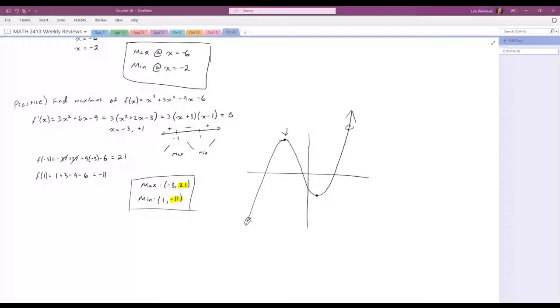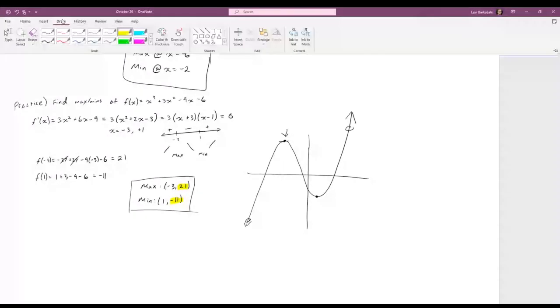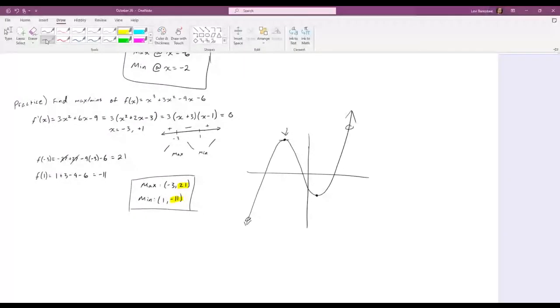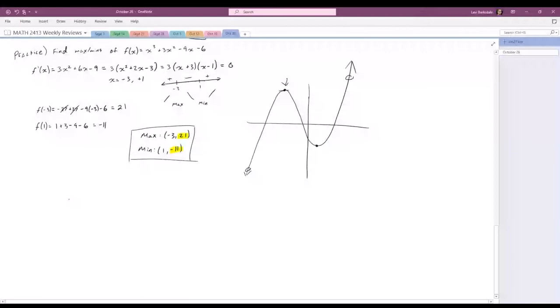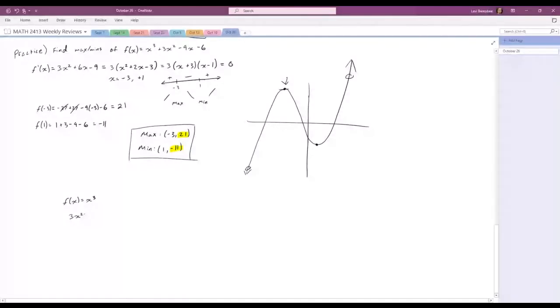Let's see. And again, it's not necessarily the case that every critical point is going to be a maximum or a minimum. For example, if we just took really quick the function f of x is equal to x cubed, well, then its derivative would be 3x squared, which has a critical point at x equals 0.